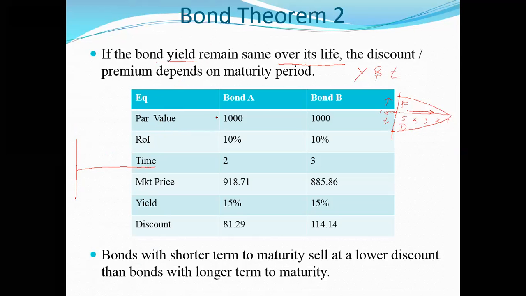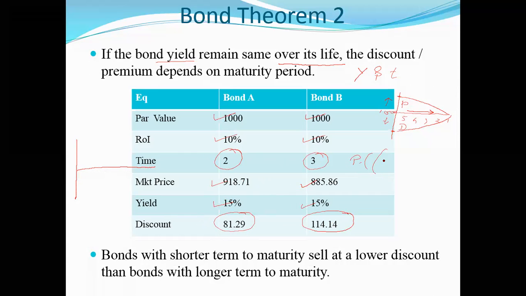So just look at this. Here, the par value of the bond is 1,000 rupees in both the cases. Rate of interest is the same. The only difference here is bond A has 2 years to mature. Bond B has 3 years to mature. And depending on that, I have to calculate what is my market price, that is the P value. The yield on both the bonds is the same. Now, whether the bond is at a discount and how much is the discount, that is what we are trying to solve. So I'm using the same formula.